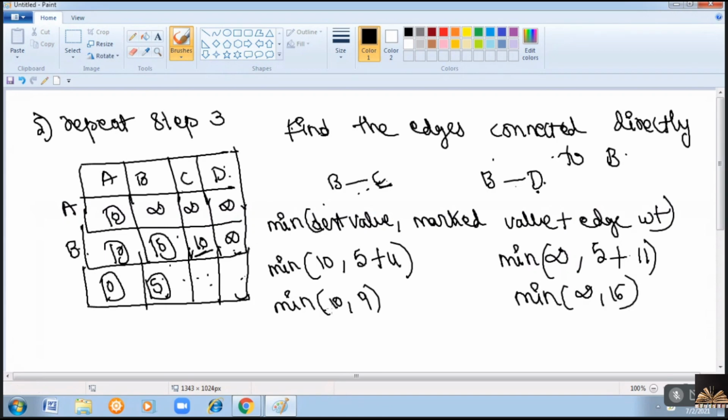Among 10 and 9, which is minimum? 9 is minimum, so 10 will be changed to 9. Among infinity and 16, 16 is minimum. Next, among these two values, which is minimum? That should be marked as permanent. So C is marked as permanent, and the third row will be C. Clear? Next, repeat the same step. What is that? Create another row.